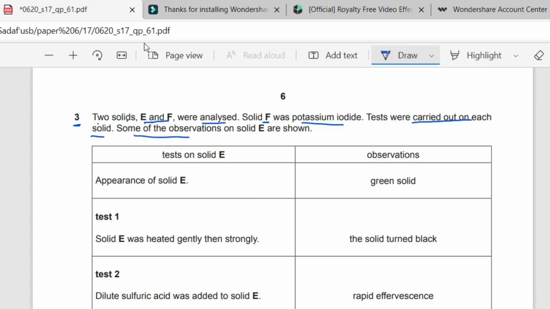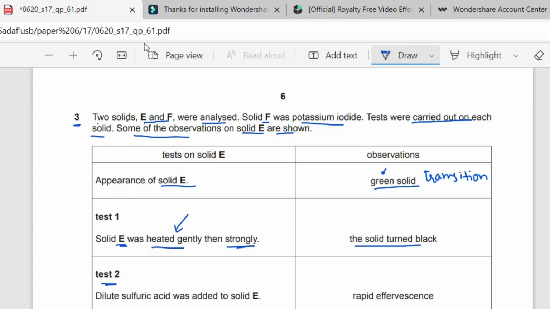Some of the observations on solid E are shown. Appearance of solid E is green solid. It means that it is a salt of any transition element because it is colored one. If it is white, then it would be from group 1, group 2 or group 3. Solid E was heated gently, then strongly. The solid turned black. They will ask us why it is heated first gently then strongly.